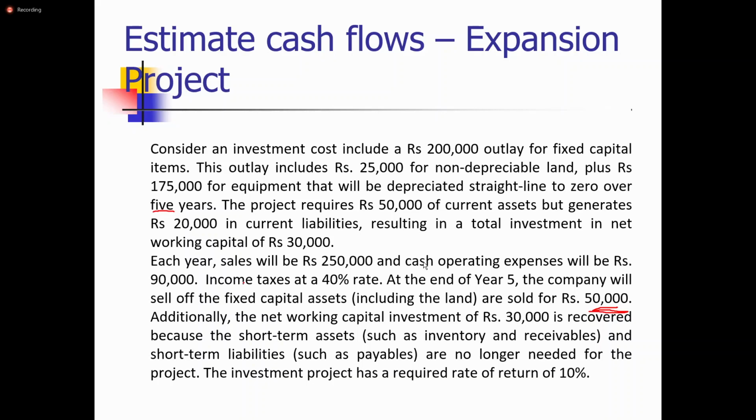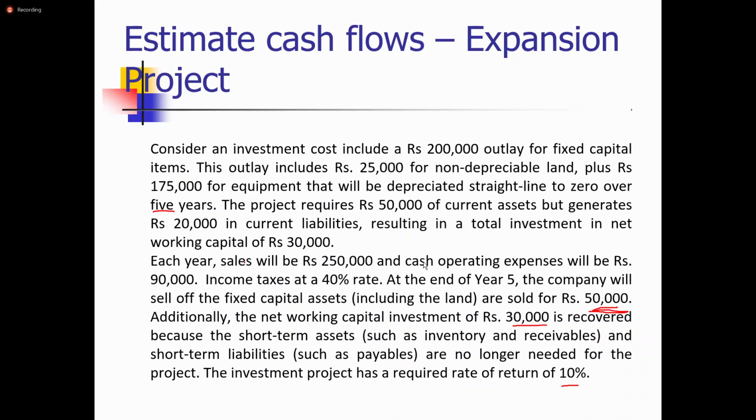At the terminal year or at the end of the project investment, you can sell this fixed capital asset for 50,000. Additionally, the net working capital investment, 30,000 rupees, is recovered because short-term assets such as inventory, receivables, and the short-term liabilities such as payables are no longer needed for the project. So therefore, there is a decrease or release of the net working capital. So this is the cash inflow at the end of the project. The investment project has a required rate of return 10%. So this is the question.